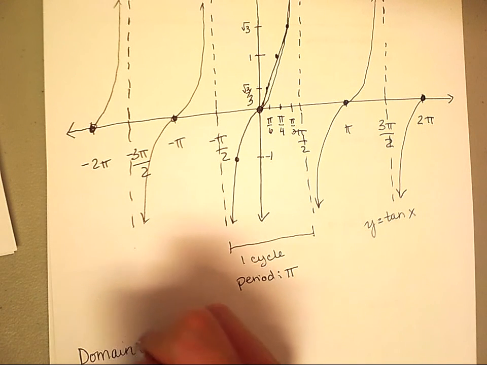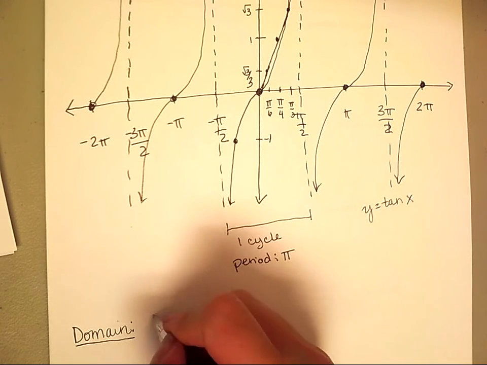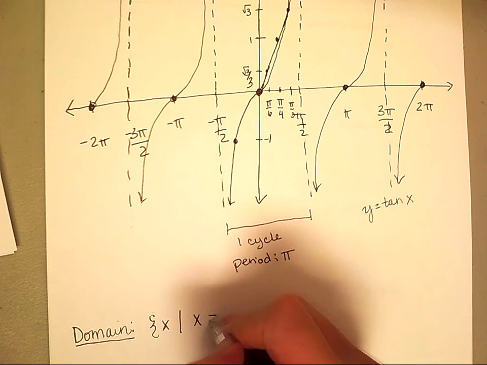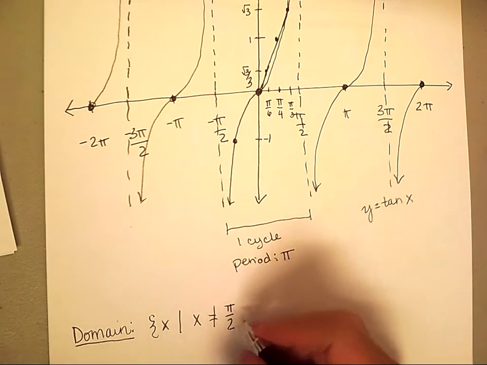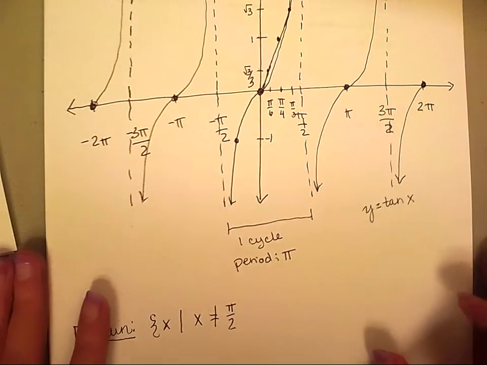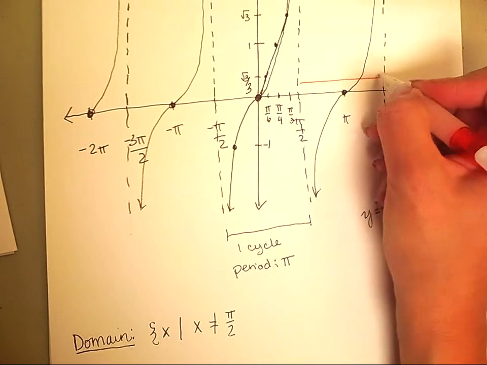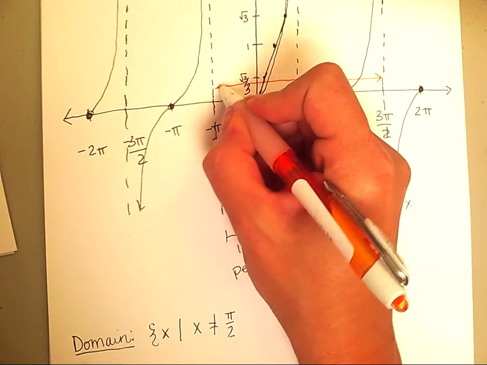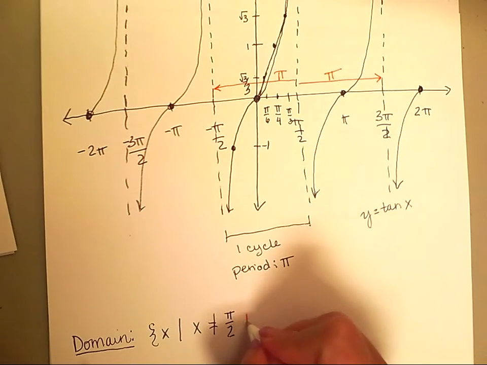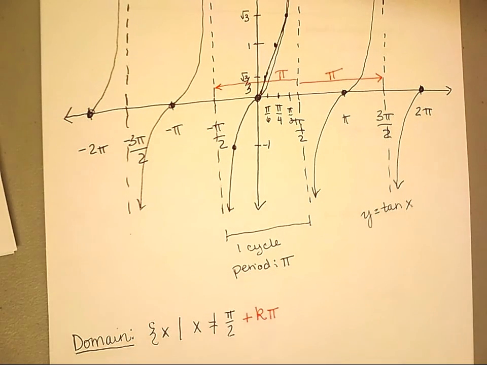Let's look at the domain. So again, we have this problem of removing asymptotes. So we're going to write this as the set of all x such that x cannot equal, and I just pull the first positive one, which is pi over 2. And then how far is it to the next one? Well, the distance between pi over 2 and 3 pi over 2 is just pi. And the same in the opposite direction because it's cyclic. Okay? So what we can then add is any multiple of pi, and this is how we can write the domain.